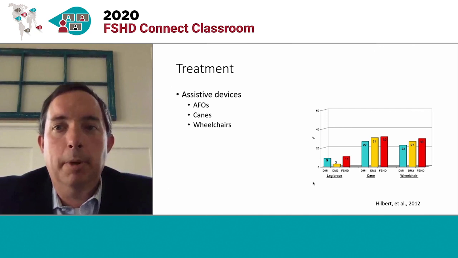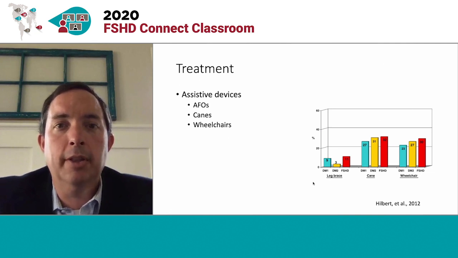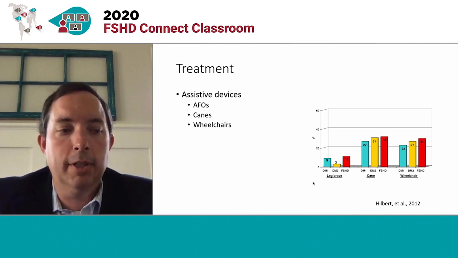Okay, let's talk a little bit about treatment and start by talking about assistive devices. So there are certainly things that we can offer when you come to the clinic to help you modify and support ambulation as much as possible. Those things fall into a couple different categories. One is ankle foot orthoses.